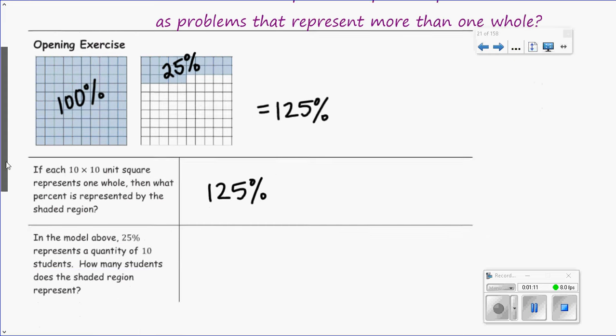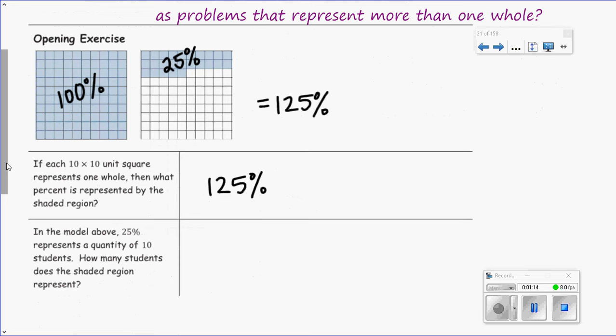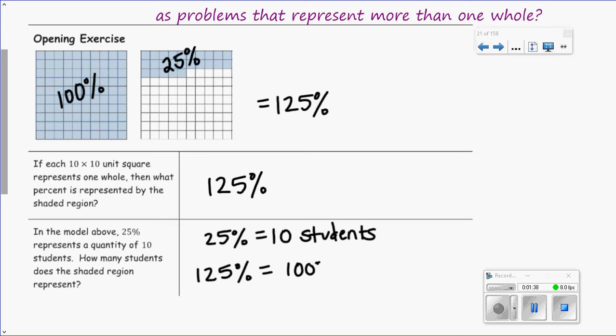Okay, now they tell us that 25% represents a quantity of 10 students. So 25% equals 10 students. There's many, many ways that we can figure out what the shaded region represents. We know that the shaded region is 125%. So there's many ways that you can do this. You can set up a proportion. You can say, well, 125% is equal to 100% plus 25%. And then you could figure out how many students would be in this box here, and then how many students would be in this box here.